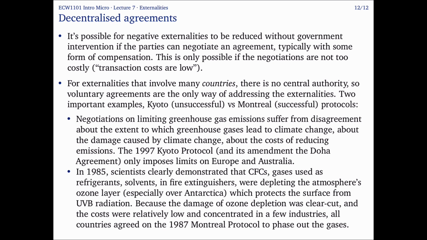So bear this in mind. When you hear these very pessimistic views about international agreements, actually there are certain conditions under which it is possible to come to an international agreement, a decentralized agreement.